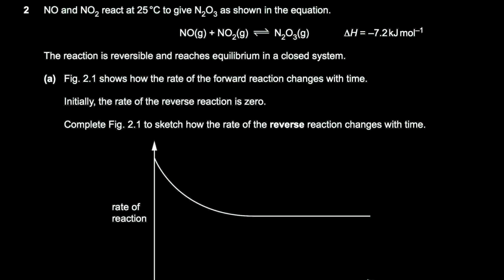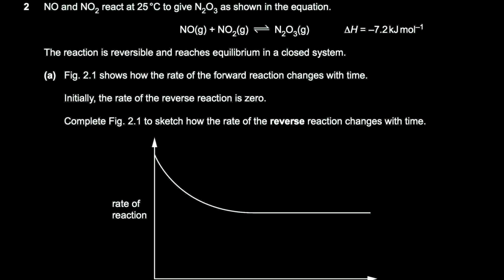So here we have question number 2. Nitrogen monoxide and nitrogen dioxide react at 25 degrees Celsius to give N2O3 as shown in the equation. The reaction is reversible and reaches equilibrium in a closed system. Figure 2.1 shows how the rate of the forward reaction changes with time. Initially, the rate of the reverse reaction is 0. Complete figure 2.1 to sketch how the rate of the reverse reaction changes with time.